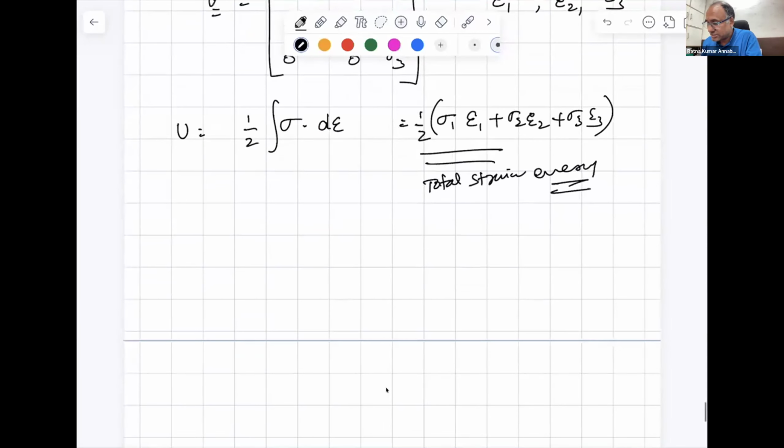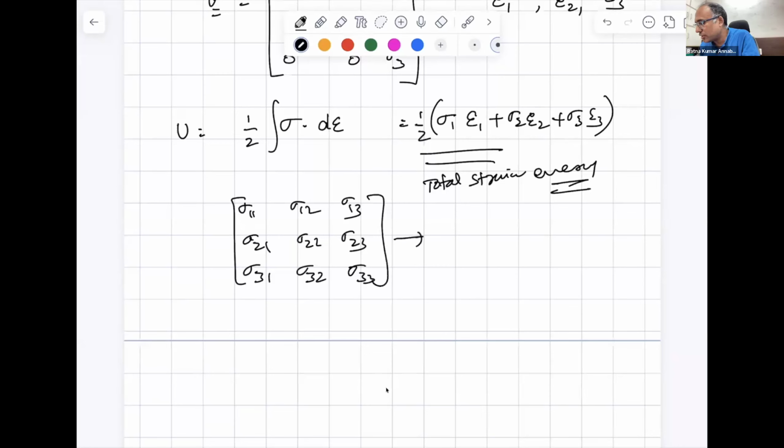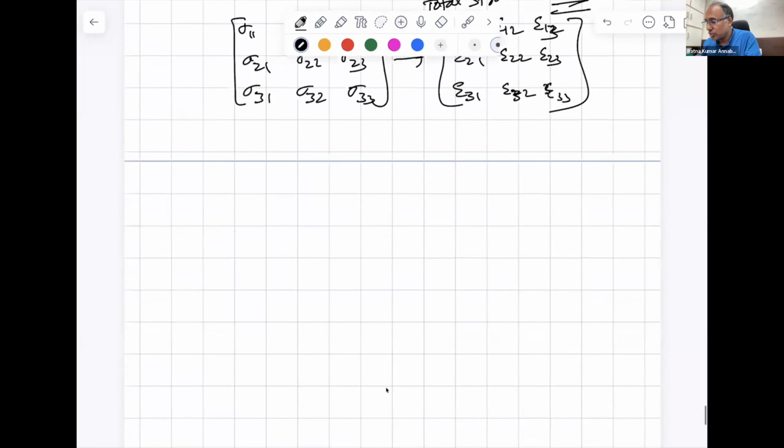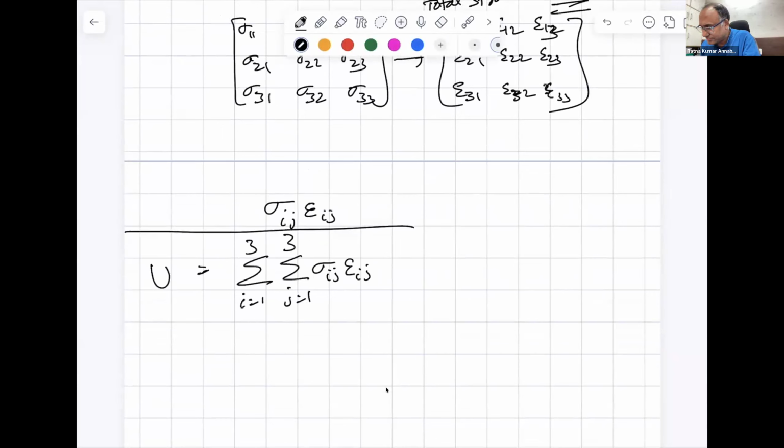If you have a full stress tensor, let us say sigma 11, sigma 12, sigma 13, sigma 21, sigma 22, sigma 23, sigma 31, sigma 32, sigma 33, and corresponding to that you have epsilon 11, epsilon 12, epsilon 13, epsilon 21, epsilon 22, epsilon 23, epsilon 31, epsilon 32, epsilon 33, then you can calculate the sum over i from 1 to 3 and j from 1 to 3 of sigma ij epsilon ij. That is your total strain energy.